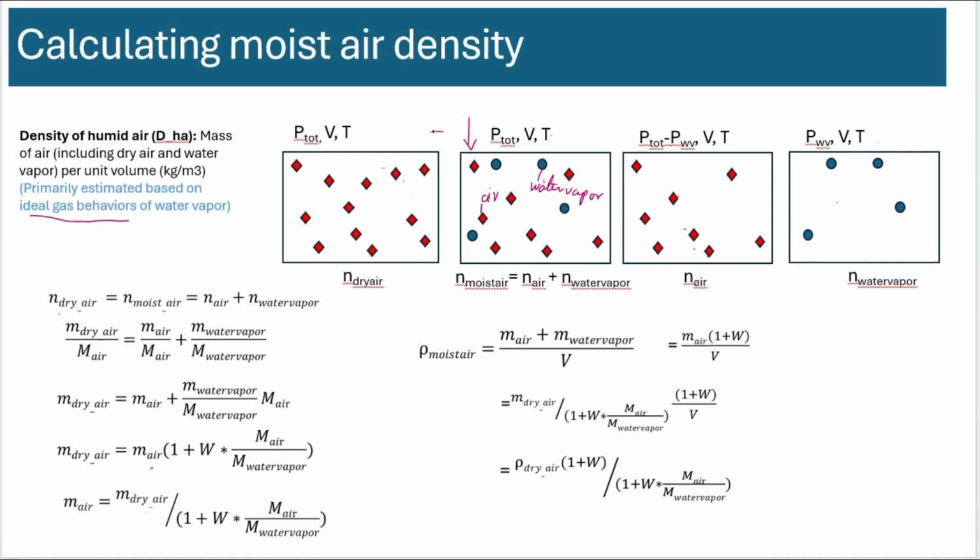Now consider an equivalent dry air chamber. Okay, this is a dry air chamber at the same pressure, same volume, and same temperature. Okay, if that's the case, based on the ideal gas law, the number of molecules of dry air in this chamber will be exactly the same as the number of molecules of moist air.